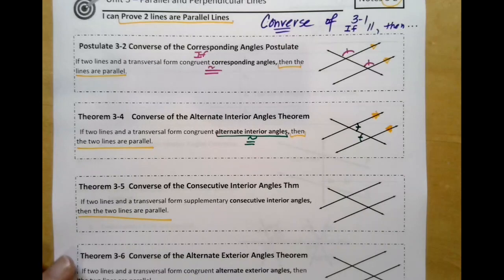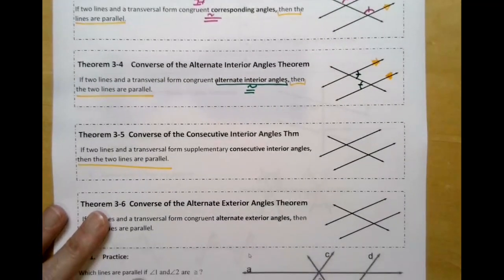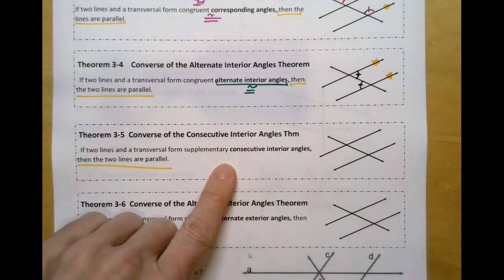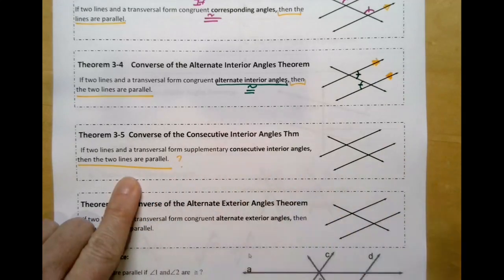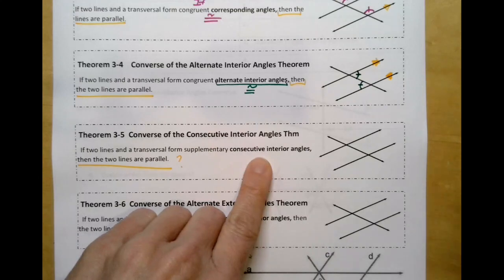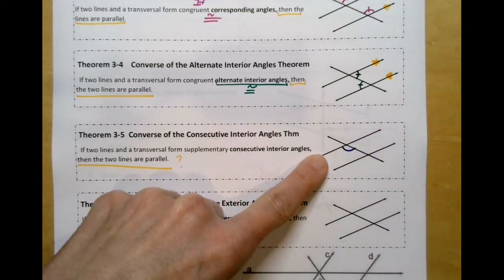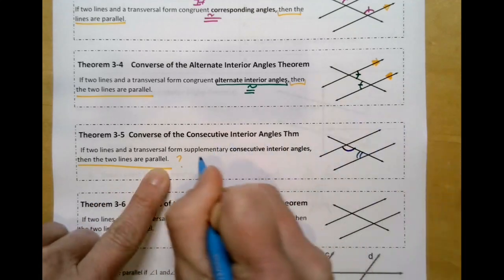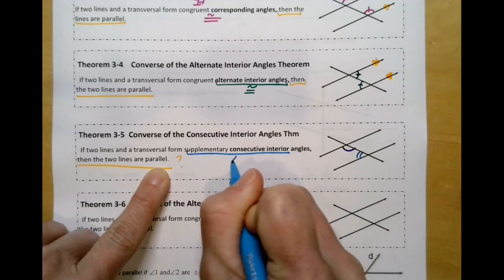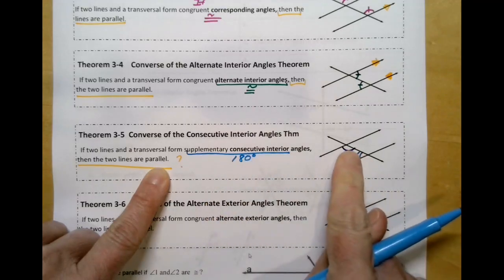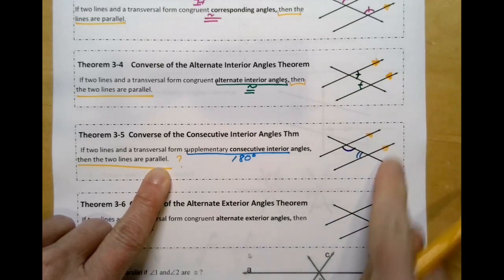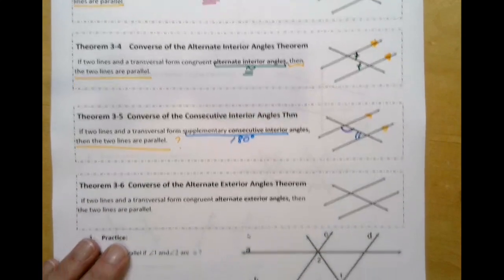We're going to have to really keep straight whether we're talking about the converse or the original theorem. In the original theorem, we're given the lines are parallel. In the converse, we're questioning, are the lines parallel? Well, guess what? I've got consecutive interior angles that are supplementary. If they are supplementary, then they add up to 180 degrees. If that's true, then I've got me some parallel lines. So now I'm proving that the lines are parallel.